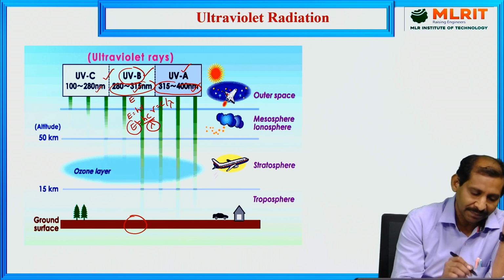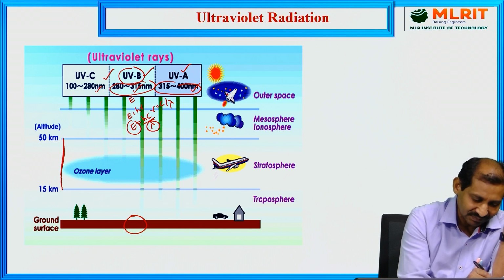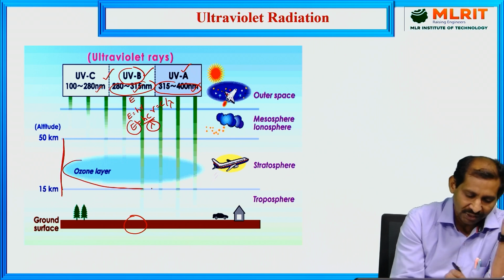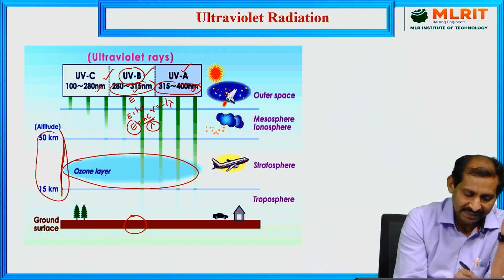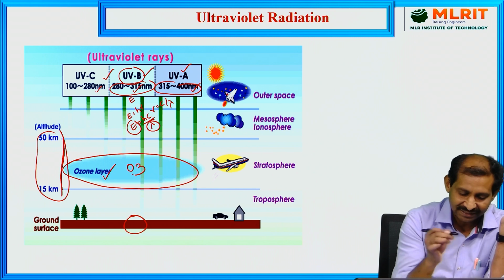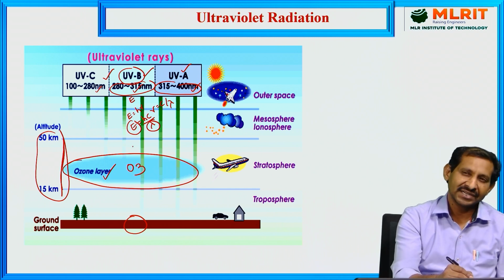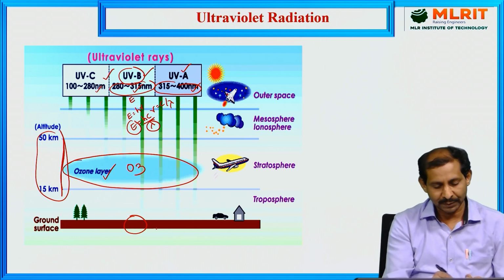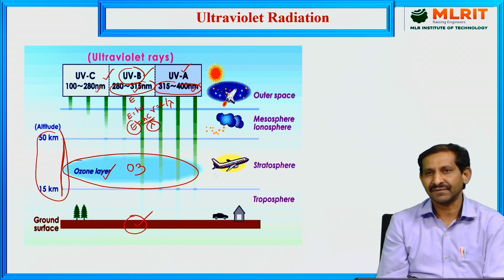For that purpose, in between the stratosphere and the troposphere, the ozone layer is there, at 15 to 50 kilometers between these two layers. That ozone layer absorbs the higher energy radiation, UVB and UVC, and protects the plants and animals living on the surface of the earth.